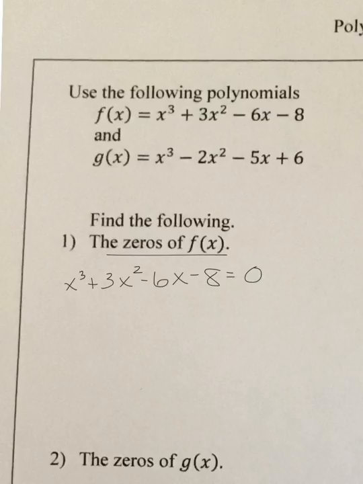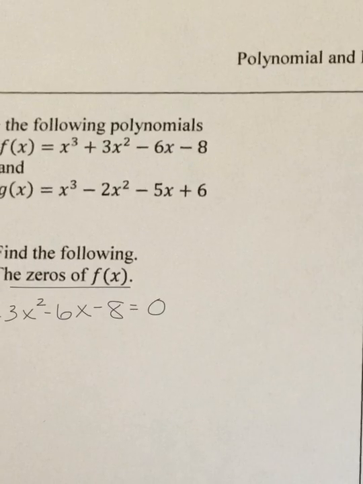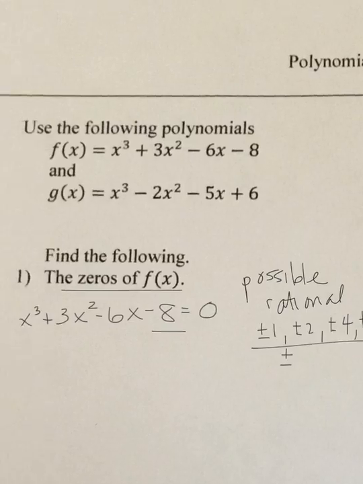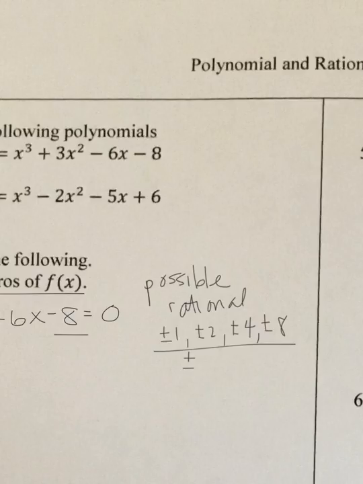Remember that we could look at our possible rational zeros. That was looking at the factors of the constant term. So we have the factors of negative 8, so we're going to have plus and minus 1, plus and minus 2, plus and minus 4, and plus and minus 8. And we divide those by the factors of our leading coefficient, which would be a 1. So we're going to have plus and minus 1.